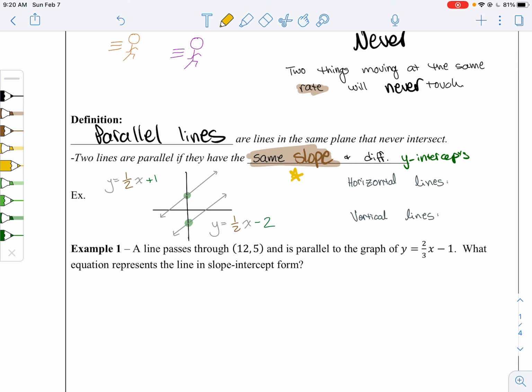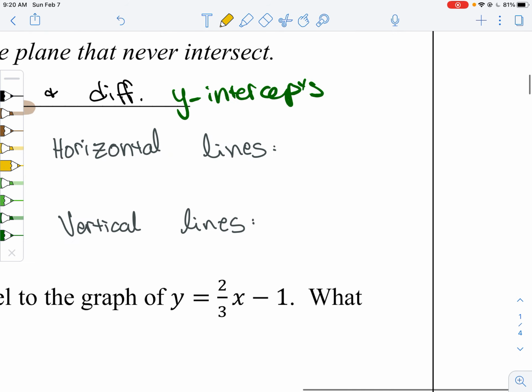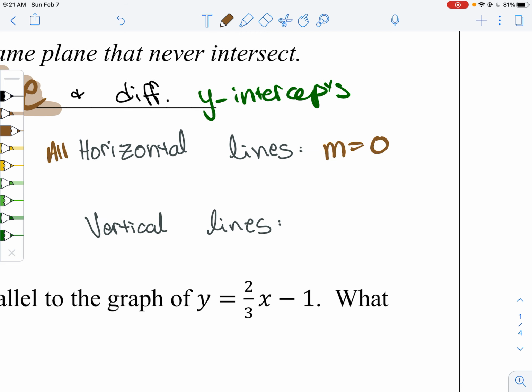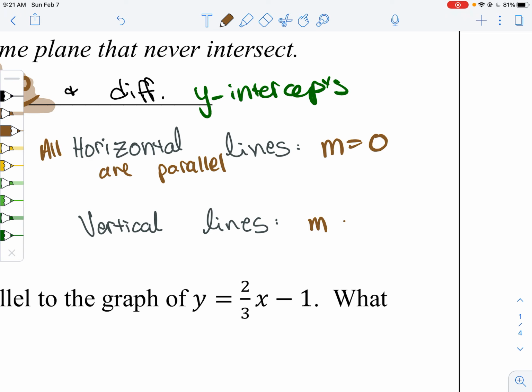And by the way, all horizontal lines, remember that horizontal runs side to side, have a slope of 0, which means all horizontal lines are parallel to each other. Isn't that so fun? Similarly, vertical lines all have a slope that's undefined, so they are all parallel to each other as well. So tell your friends. That's a cool fun fact.